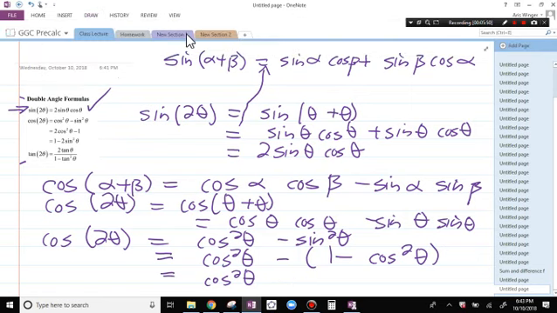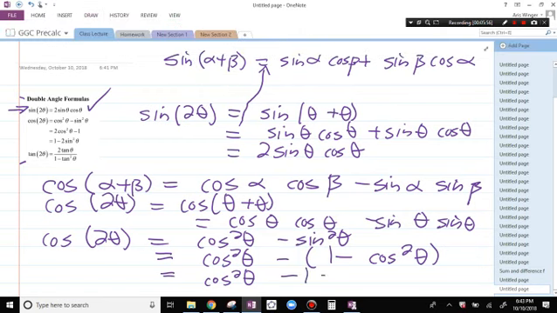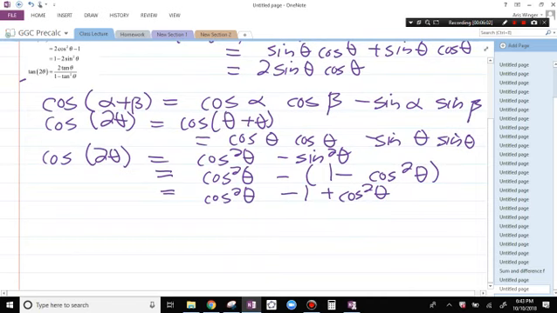That's not ominous at all. Cosine squared theta minus 1 plus cosine squared theta. That makes 2 of them. So this is 2 cosine squared theta minus 1.